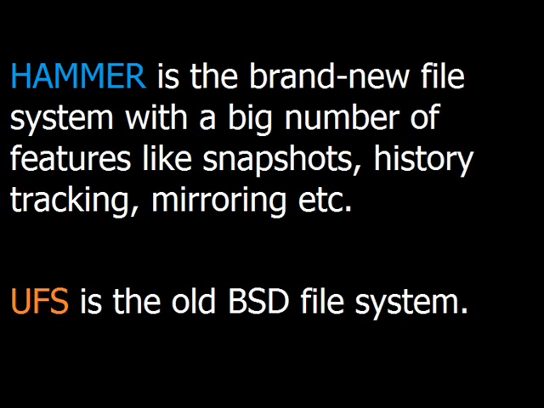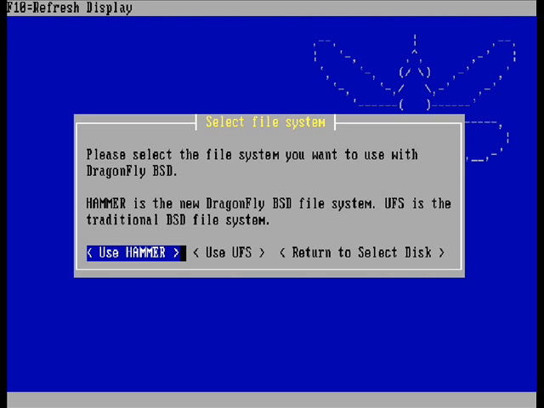Before we proceed, there are two options for selecting the file system. Hammer is the brand new file system with a big number of features like snapshots, history tracking, mirroring, etc., while UFS is the old BSD file system. Now, choose between the two file systems on Fly. Select Use Hammer, then press enter. If you chose Hammer as your file system, there is no need to change the default settings.